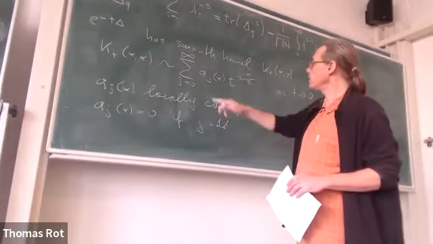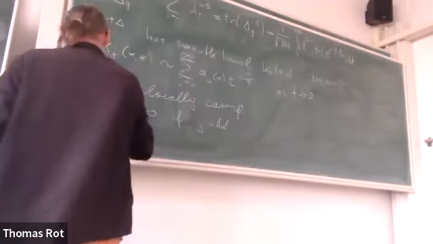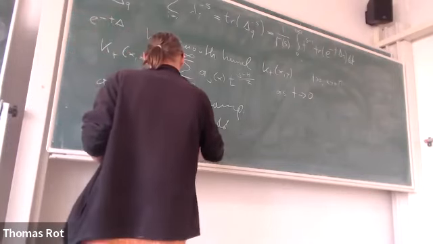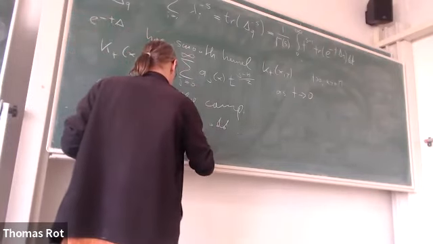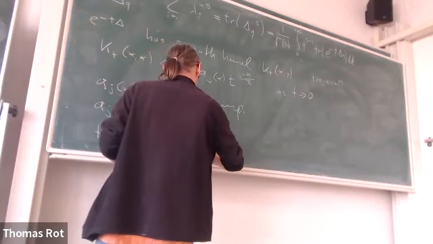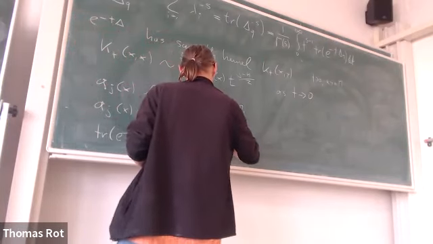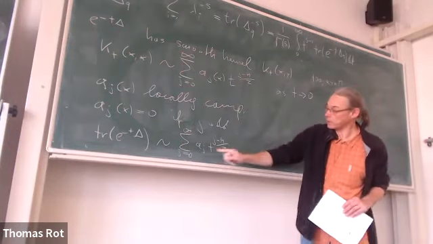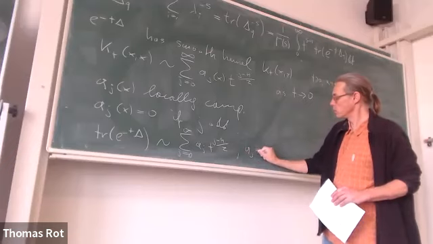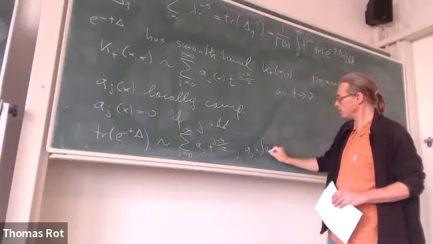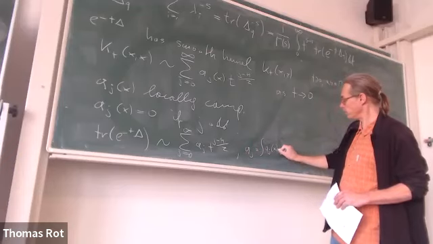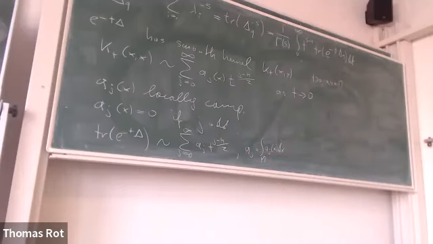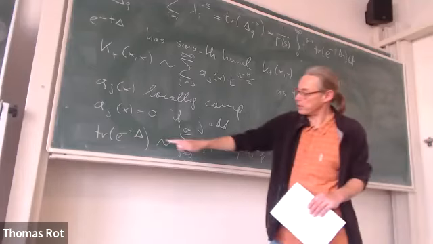And if you integrate over M, then we get an asymptotic expansion for the trace, the heat trace. And these coefficients are not just real numbers, they are just the integrals of the local quantities a_j(x). You integrate these local quantities over M, and you get numbers, and these are the numbers that appear in the asymptotic expansion of the heat trace.